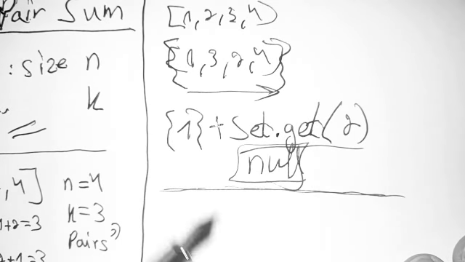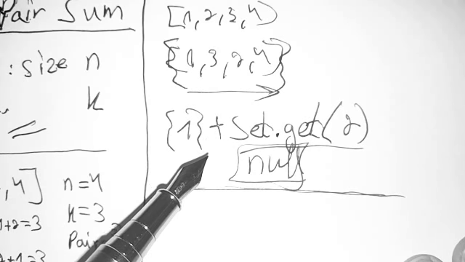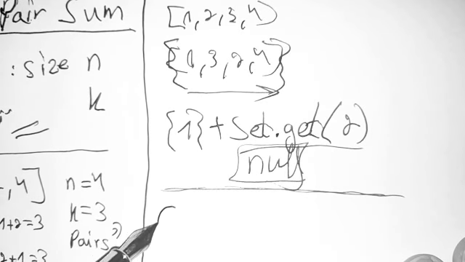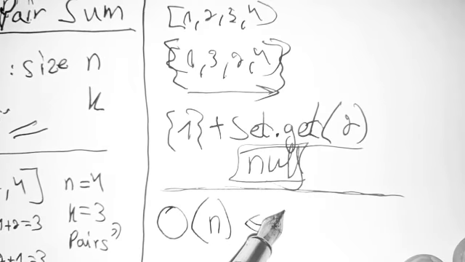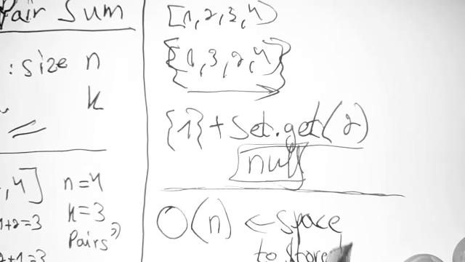The time complexity would be, of course, filling up the set, which is O of n, and then finding for each item whether its complementary is there, which is O of 1. And of course we need more space, because we need O of n space to store the set.